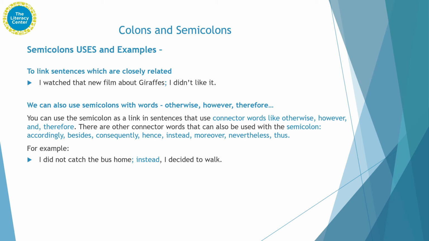The example here is, I did not catch the bus home; instead, I decided to walk. So here, you have used a semicolon, which is highlighted in blue, before you put the connector word instead. So here, I did not catch the bus home; instead, I decided to walk. So you are joining or linking two sentences by using a semicolon and a connector word.